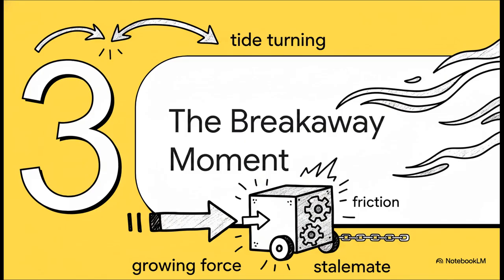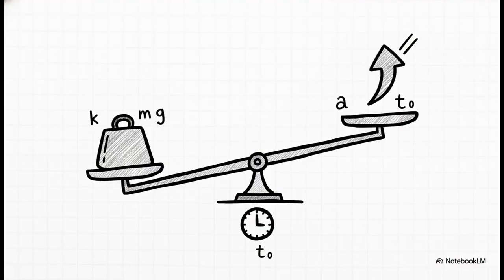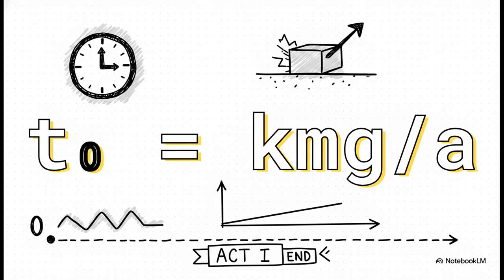Okay, so let's get to the climax of Act 1. This is that moment, that instant when the stalemate is finally broken and everything is about to change. This is the tipping point. Our growing force F has finally gotten just strong enough to perfectly match the maximum static friction. Any tiny bit more force and the block is going to move. We're going to call the exact time that this happens T0. And if we just rearrange that simple equation, we can solve for the exact time when motion starts. That critical time T0 is Kmg divided by A.